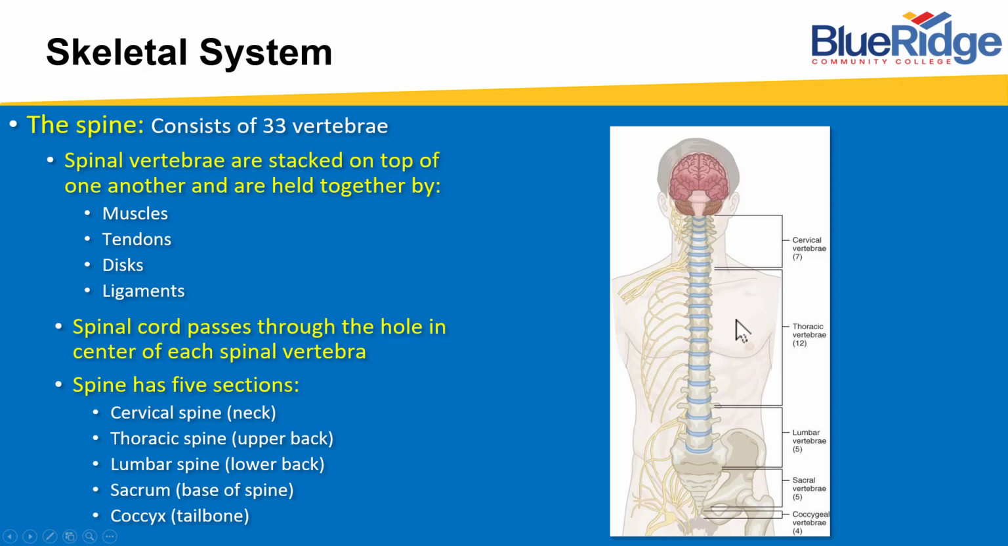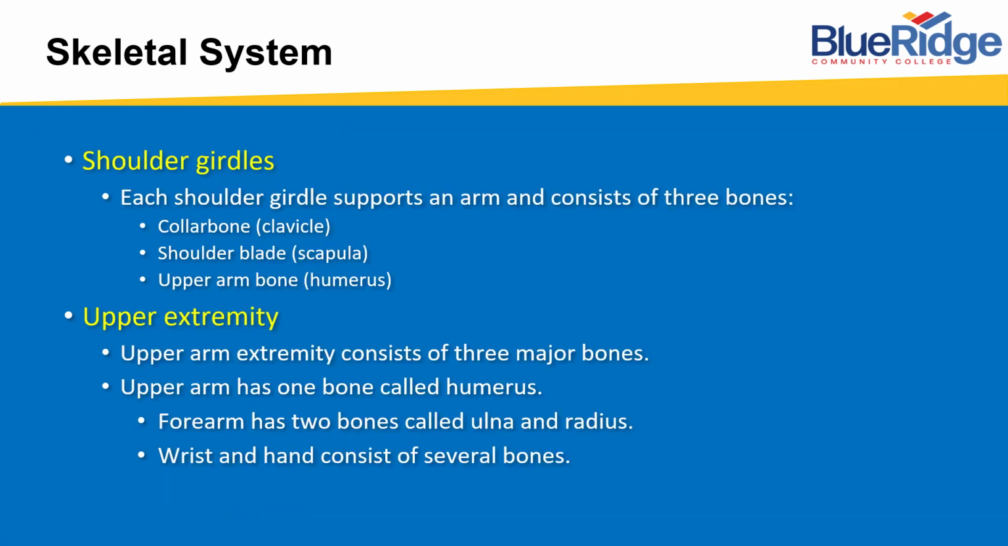Easy way for me to remember that is you eat breakfast at 7 o'clock in the morning, you have lunch at noon, which is 12 o'clock, and then you have dinner or supper at 5, and then there's just 5 left over. And then we have shoulder girdles.